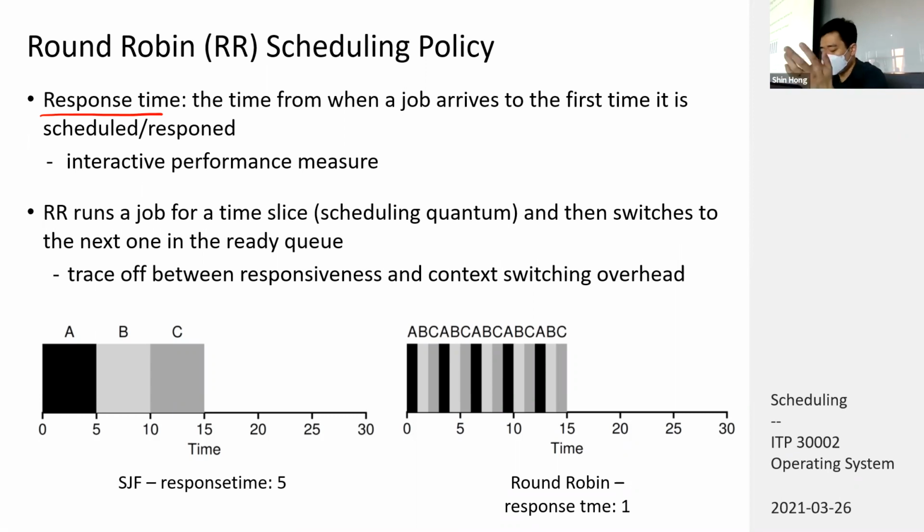This is important for interactive programs, as I told you before, like a web browser. Optimizing turnaround time doesn't really mean much there, but response time should be the optimization objective for a web browser like Bing, because its genuine purpose is to make a smooth interaction with the users. 사람이랑 잘 해야 되죠.